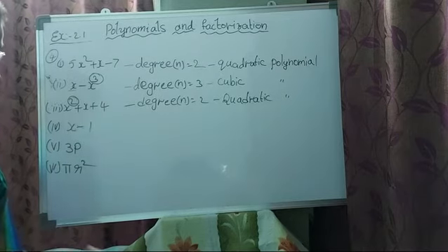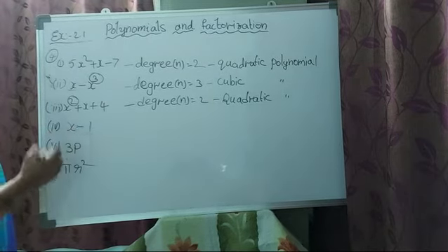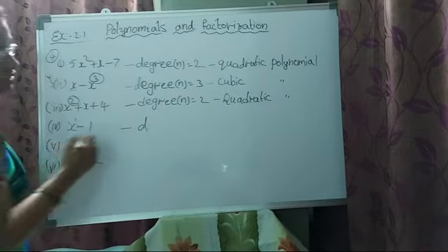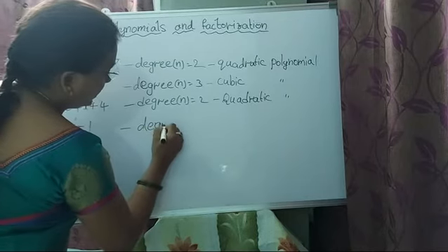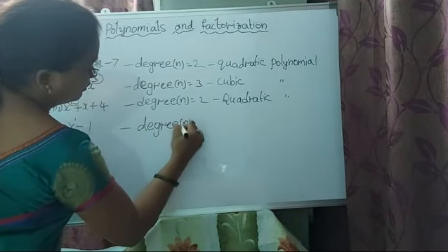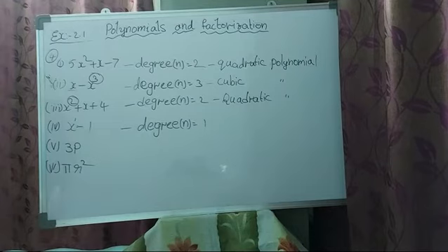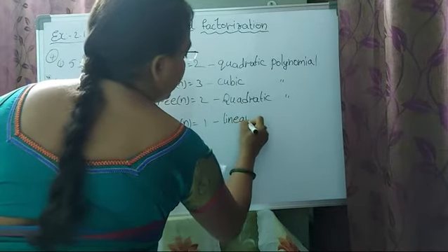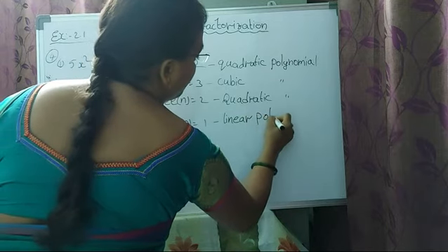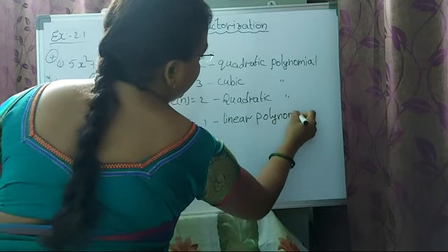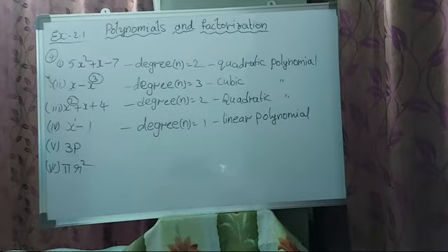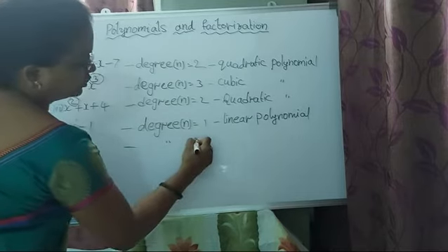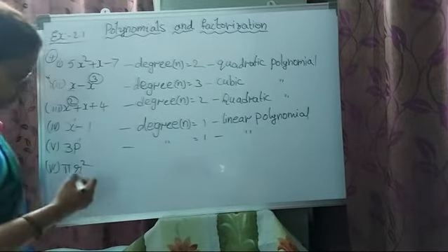What is the degree of this particular one? See here, if nothing is written, the power is 1. So the degree of that polynomial is 1. If the degree is 1, it is a linear polynomial. See here also the degree is 1, so it is also a linear polynomial.